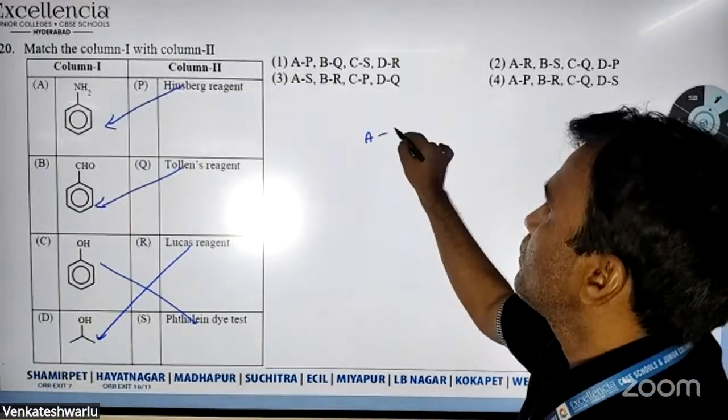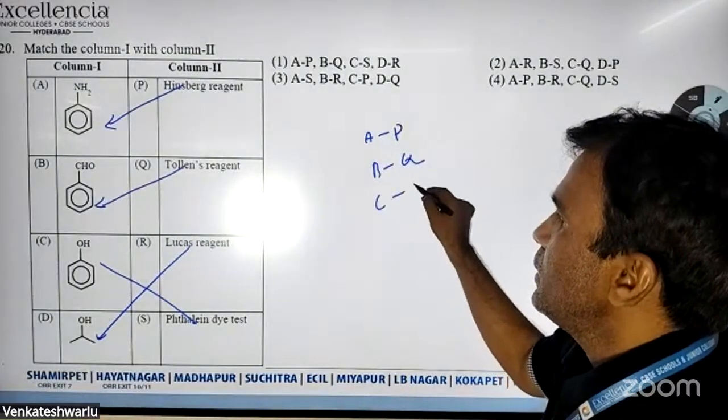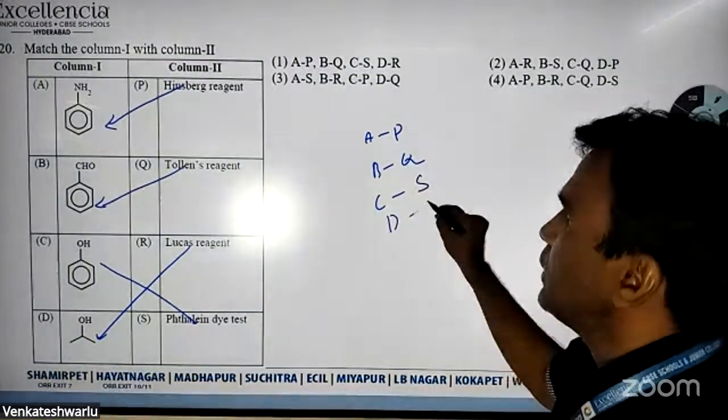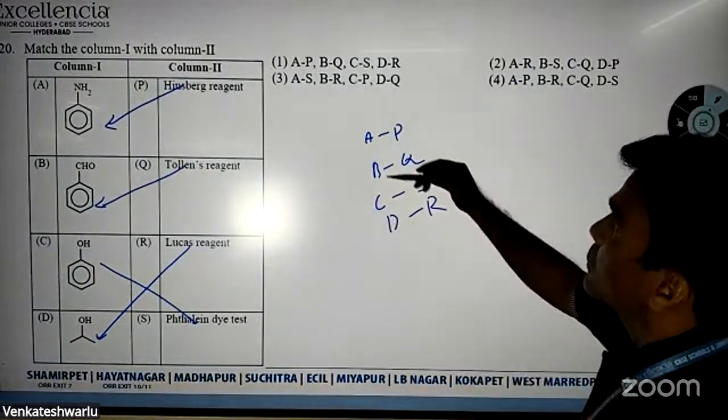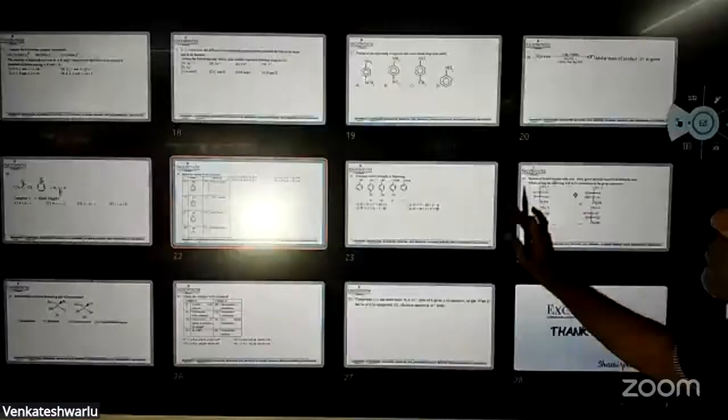So A is P, B is Q, C is S and D is R. So option 1. It's a textbook based question, very easy question.